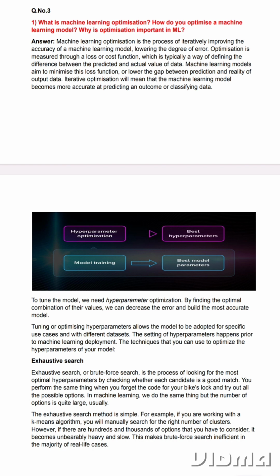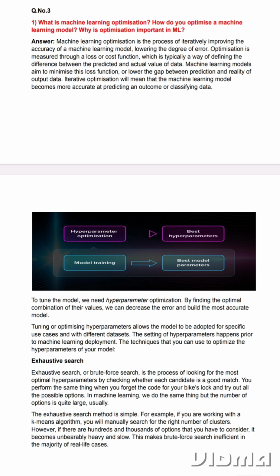To tune the model, we need hyperparameter optimization. By finding the optimal combination of their values, we can decrease the error and build the most accurate model. Tuning or optimizing hyperparameters allows the model to be adapted for specific use cases and with different datasets. The setting of hyperparameters happens prior to machine learning deployment.